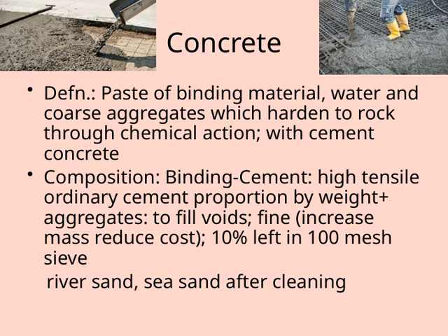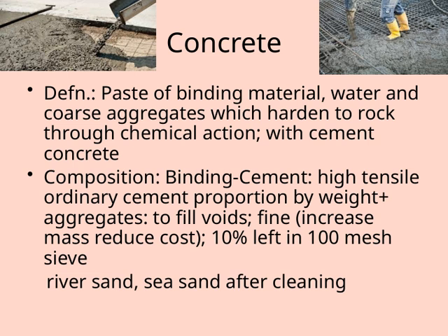Let's talk about concrete. Essentially, it's a paste made from binding material, water, and coarse aggregates that harden over time through a chemical process. When it sets, it becomes as hard as rock, which is why it's such a fundamental building material. Now, in terms of composition, the key elements are the binding material, which is usually cement, and the aggregates. The cement provides the bonding and tensile strength, and we typically use a high proportion of ordinary cement by weight to ensure good bonding.